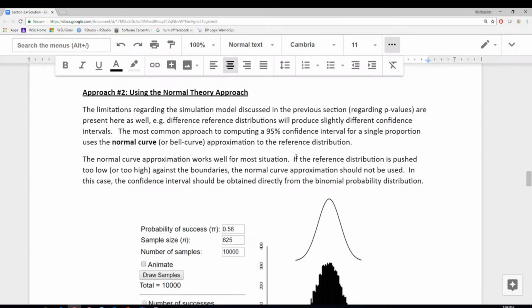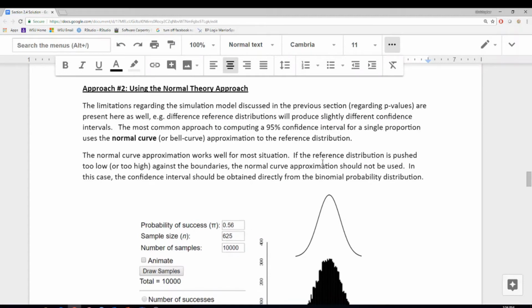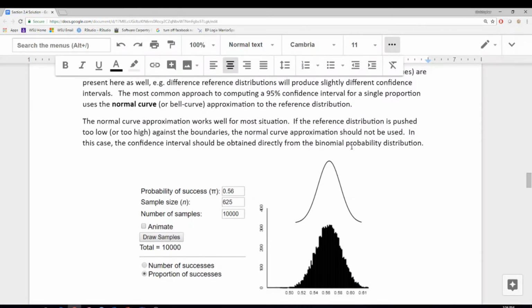Okay, let's go ahead and do the normal theory approach. There are certain limitations to using a simulation-based model. We considered those in the previous section when we were talking about p-values. One of those limitations is that if I do a different simulation, I'm going to end up with a slightly different reference distribution, which means I'm going to get a slightly different confidence interval. The way that we alleviate that problem when computing confidence intervals is through the use of a normal curve or a bell curve.